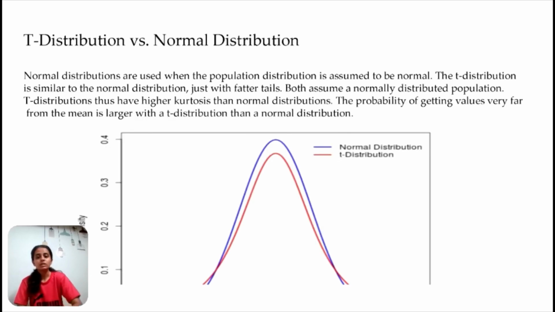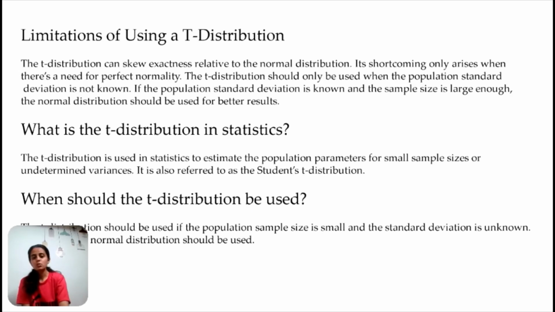Next, we'll move on to the t distribution versus normal distribution. Normal distributions are used when the population distribution is assumed to be normal. The t distribution is similar to the normal distribution, just with fatter tails. Both assume a normally distributed population. T distributions thus have higher tails than normal distributions. The probability of getting values very far from the mean is larger with the t distribution than a normal distribution.